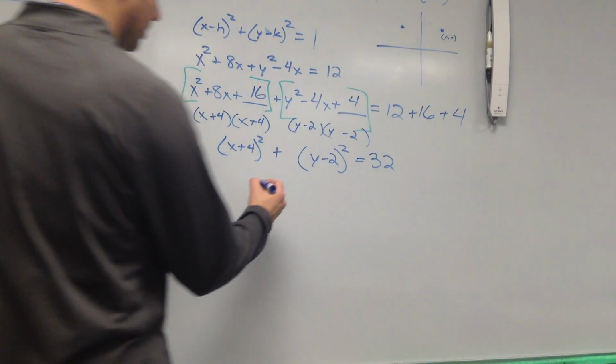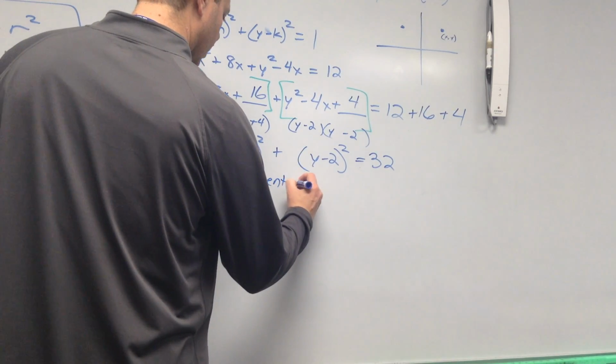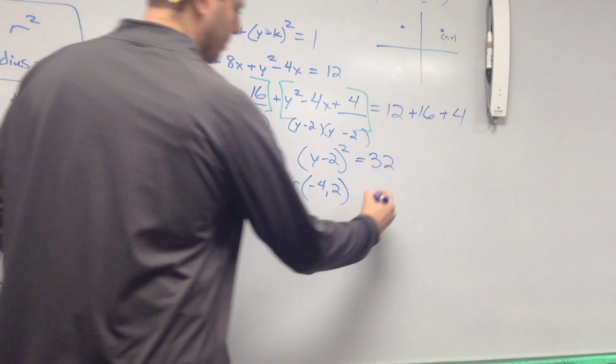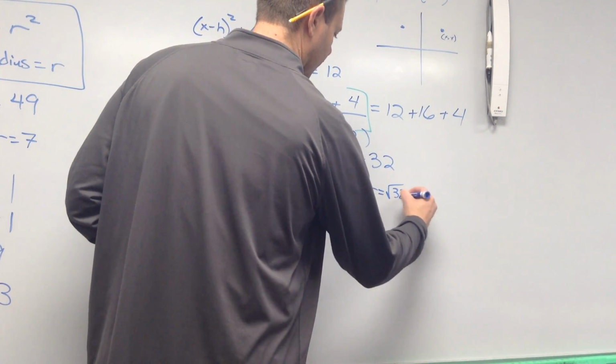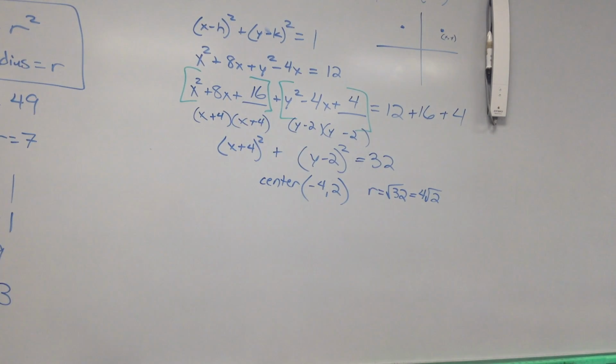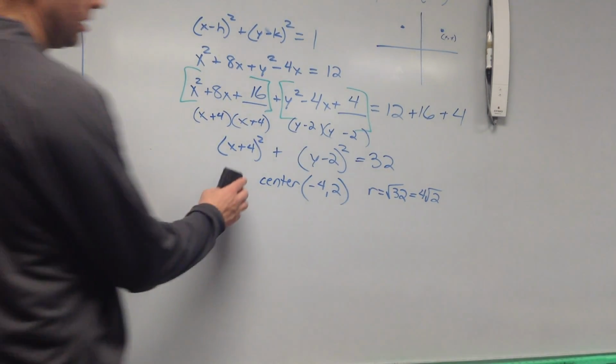So now it's easy to see my center is where? Negative 4, 2. And my radius would be the square root of 32, which would reduce to 4 root 2 if you did simplest radical form. What questions do you have? Nothing? Okay.